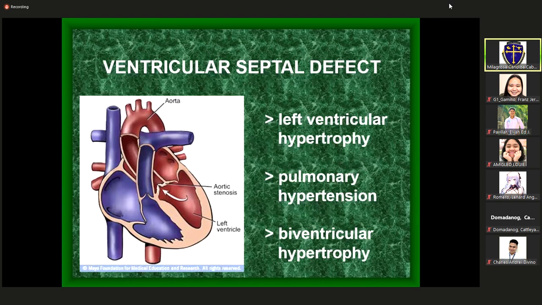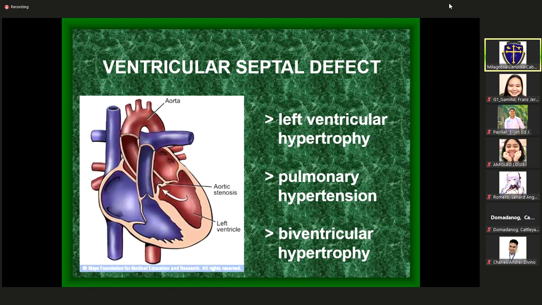Alright, so we go now to the ventricular septal defect. So, oftentimes it is called left ventricular hypertrophy, okay? So, pulmonary hypertension also happens at this particular defect. And of course, there is biventricular hypertrophy. So, lumalaki po ang ating ventricles because of the defect. Okay? Okay, itong birth defect na to, no?